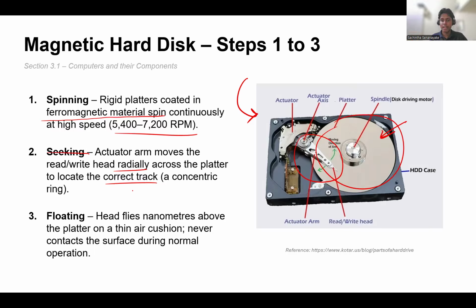And one very interesting thing about this actuator arm, or this read-write head, is that this head flies on top of the platter, nanometers above the platter on a thin air cushion, which means that it never ever contacts the surface during normal operation, right? So you can imagine a system where there's this cushion of air in between the actuator arm or the read-write head and the platter, which essentially separates the two with nanometers of difference.